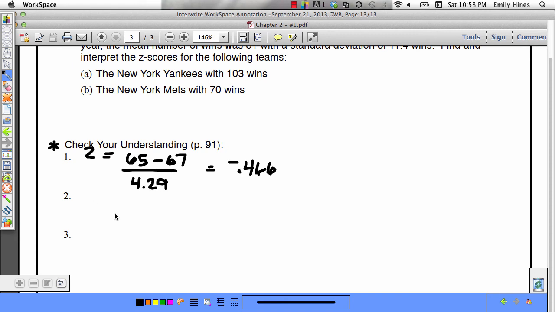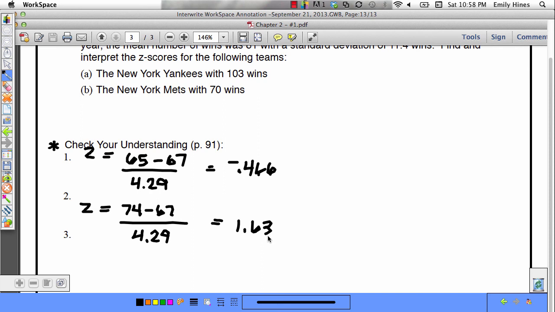Okay, for number 2, Brent's z-score, 74 minus 67 over 4.29, and I get 1.63, which means his height is about 1.63 standard deviations above the mean height of the class.